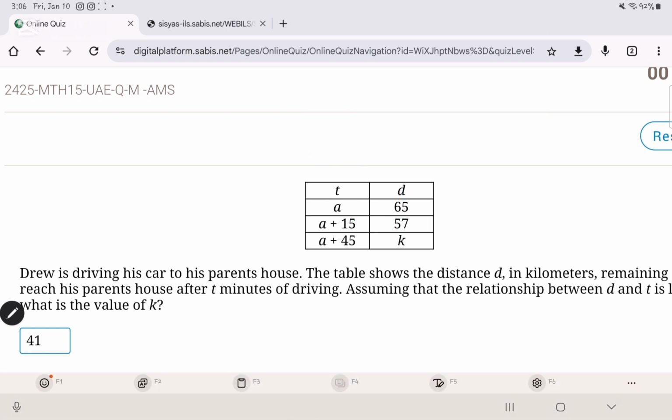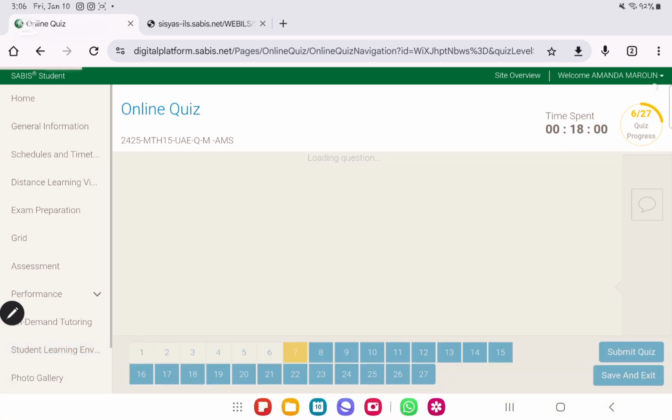I will explain it again in case it wasn't clear the first time. So from 65 to 57, we did minus 8. From a plus 15 to a plus 45, there was a multiplication of 3. So very simply, we multiply this by 3 to get minus 24. Then we take the original one, which is 65, and we subtract from it 24. So 5 minus 4 is 1, and 6 minus 2 is 4. So 41 is our answer.